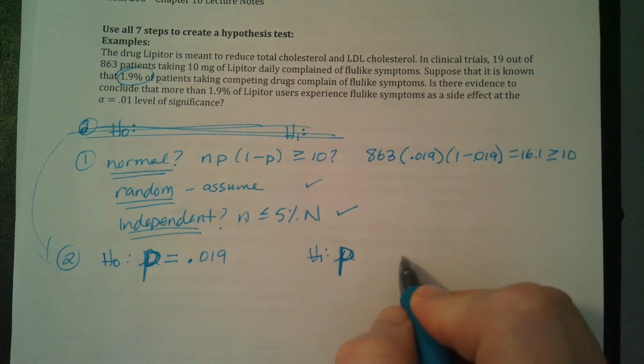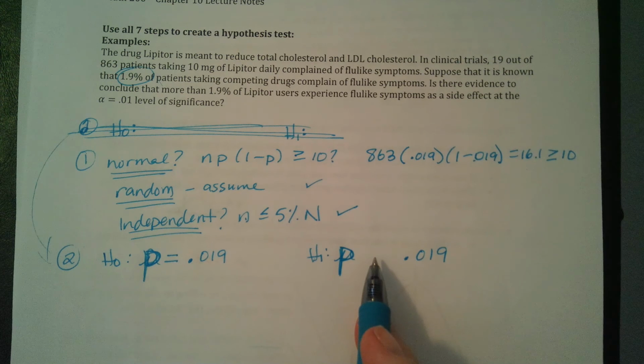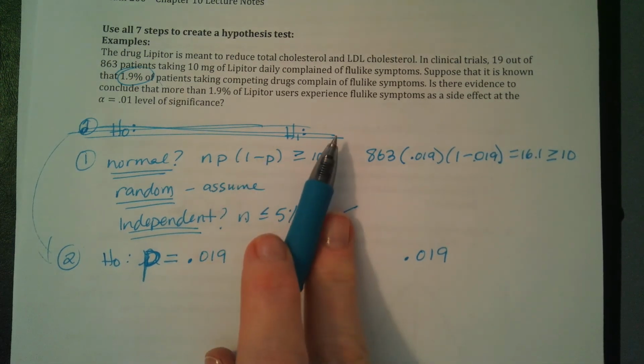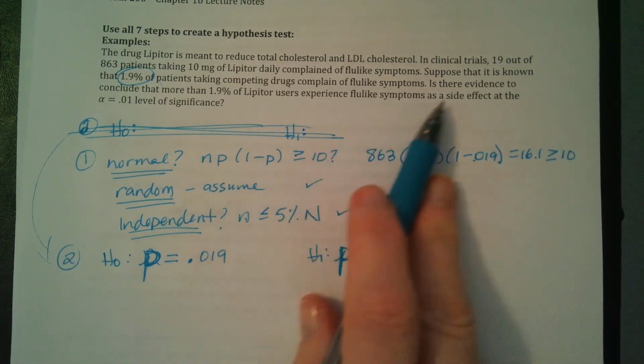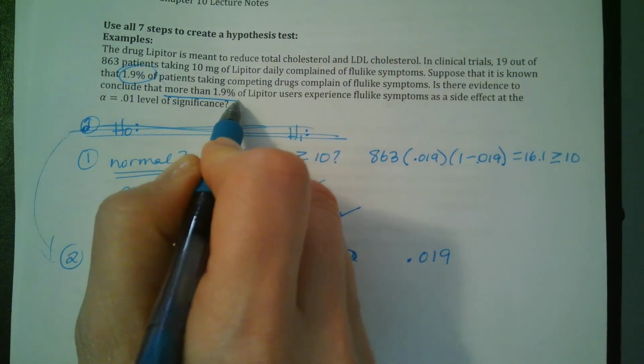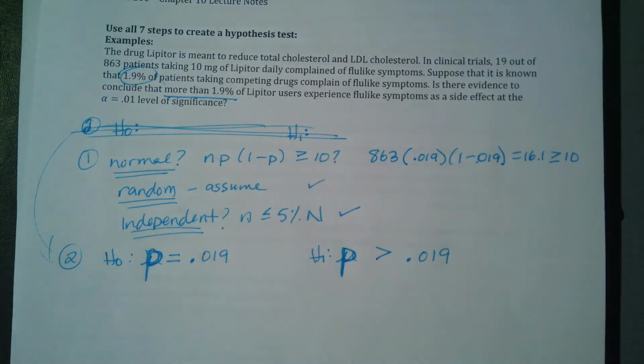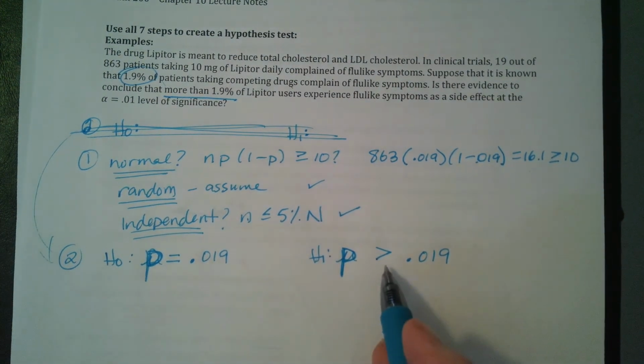We want to conclude something other than that. What kind of sign will we put in there based on the question above? We're trying to conclude: is there enough evidence to conclude that more than 1.9% of Lipitor users will experience flu-like symptoms? So we're trying to prove that it's more than.